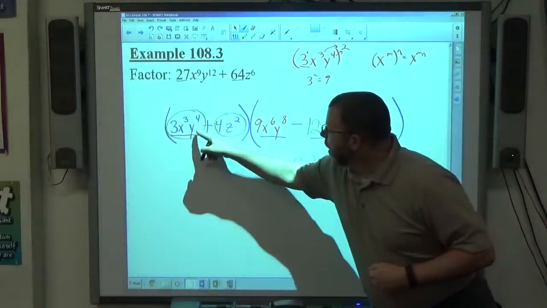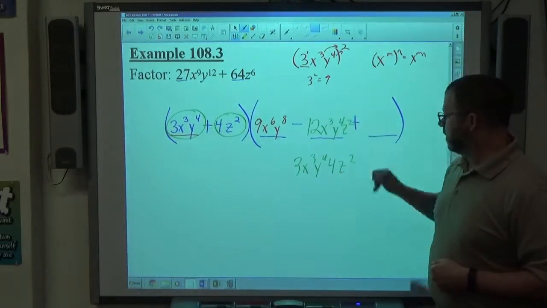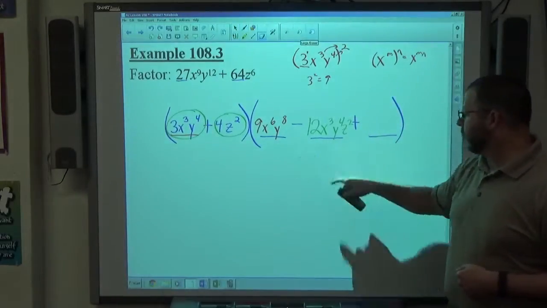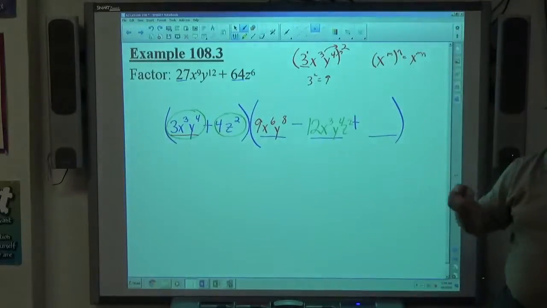X, y, and z are all different letters. So x cubed, y to the 4th, z to the 2nd. There's no weird stuff going on. I'm not multiplying extra numbers. It's just whatever that is times whatever that is. Multiply them together. You get what you get.